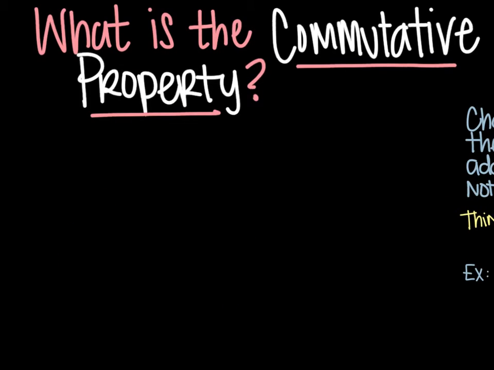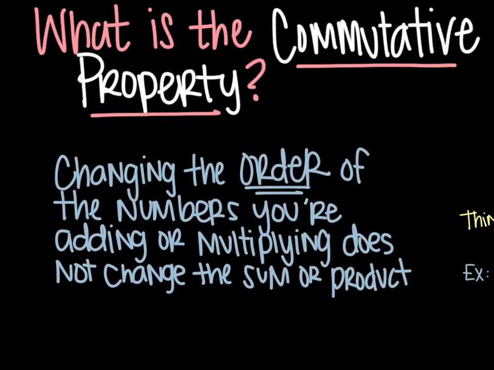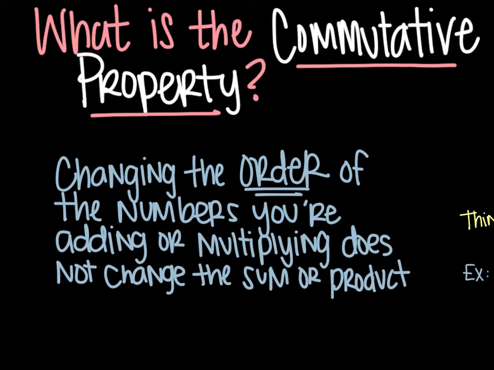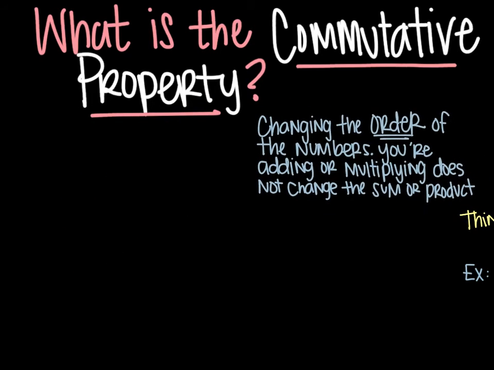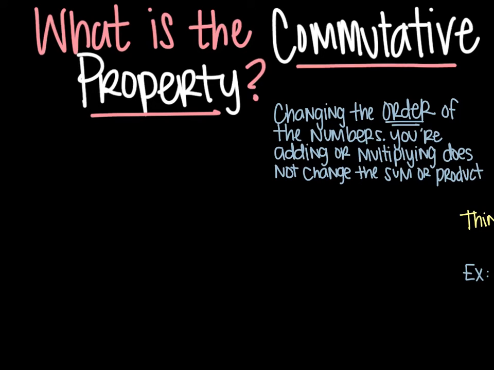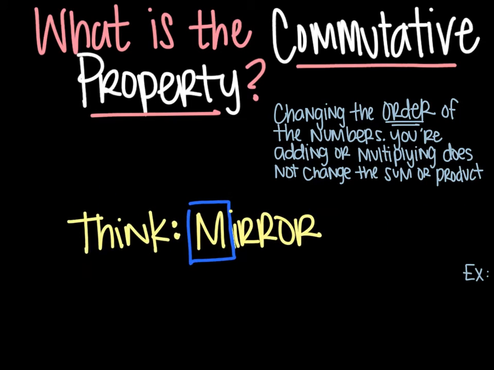What is the commutative property is the first question, which you should be writing on the left-hand side. On the right-hand side goes the definition, which is a little bit lengthy, but what it is: changing the order of the numbers. Your adding or multiplying does not change the sum or the product. Now, the commutative property only works for adding and multiplying. It does not work for subtracting or dividing. But all you're essentially doing is changing how it looks, the order of it, and you're not changing what your answer is going to be.